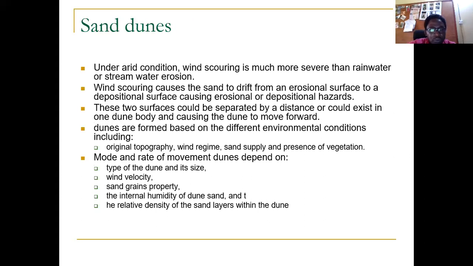Sand dunes are very interesting because they are not formed by erosion due to water, but erosion due to sand scouring. The abrasive surface of weathered rock, when hit by wind, breaks gradually, and then sand is released. The mode and rate of movement of these dunes depend on the size or type of the dune, the velocity of the wind, the properties and size of the sand grains, the humidity of the dune, and also the relative density of the layers.